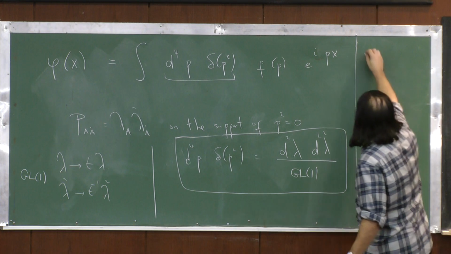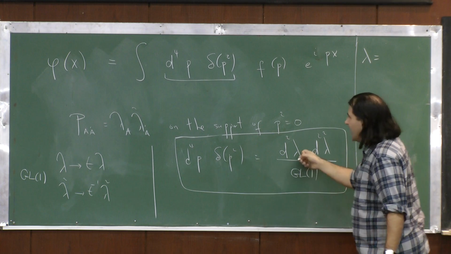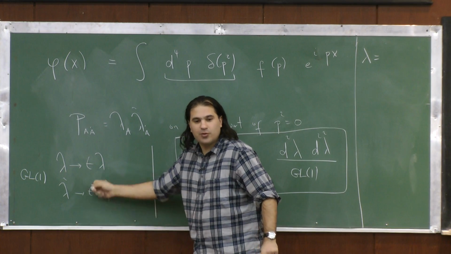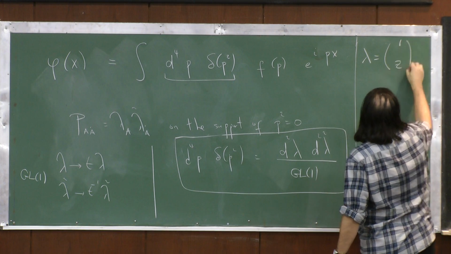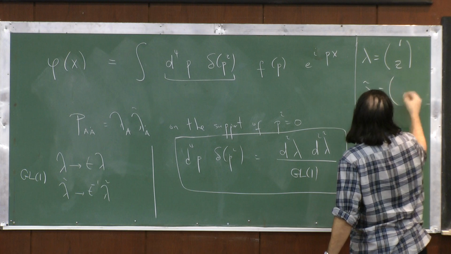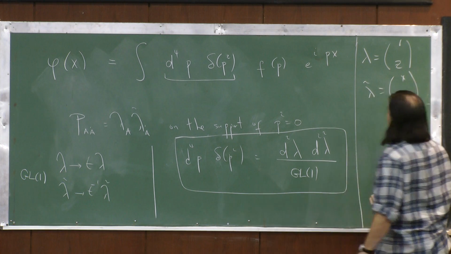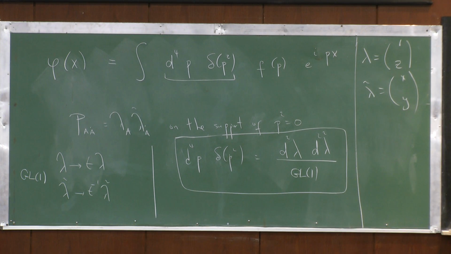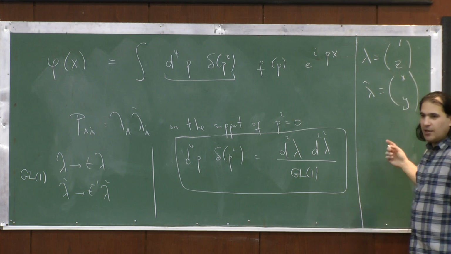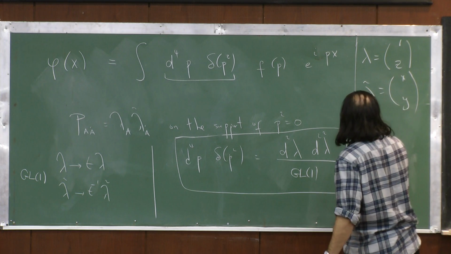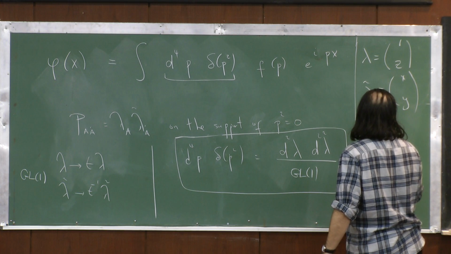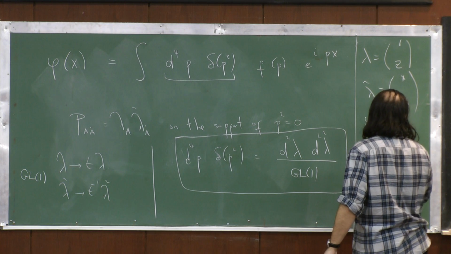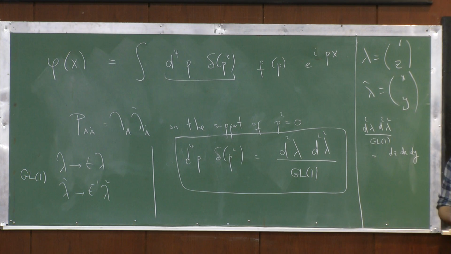What it is in practice is just that I can always use this symmetry, this redundancy, to, for example, put lambda equals (1, z). And lambda tilde would then be a general (x, y). Say. Or I could put that 1 anywhere else that I like. But then d squared lambda tilde over GL1 is equal to nothing other than dz dx dy. Exactly what you would think. Okay? All right.